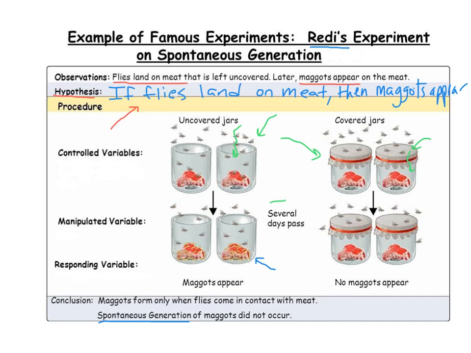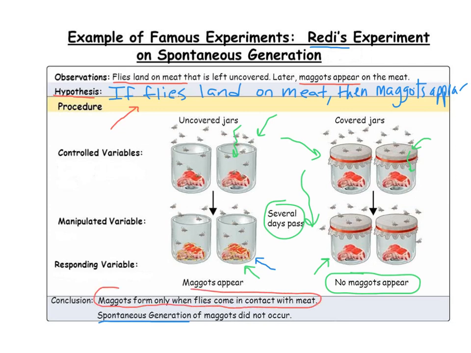He then waited several days to pass, and he made his observations. He saw that the jars that were uncovered, that the flies could get in, had maggots all over the meat, where the meat that was covered and the flies couldn't get to them, no maggots appeared on that meat. So Redi's hypothesis was confirmed, and his conclusion down here was maggots form only when flies can come in contact with the meat. That was his conclusion.